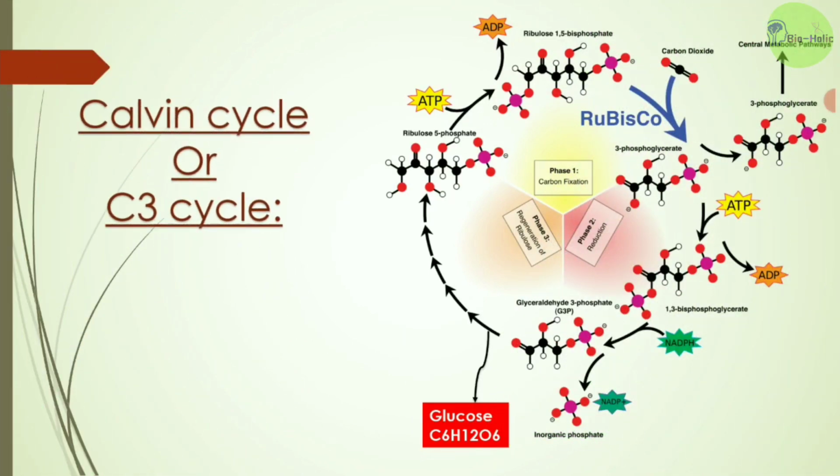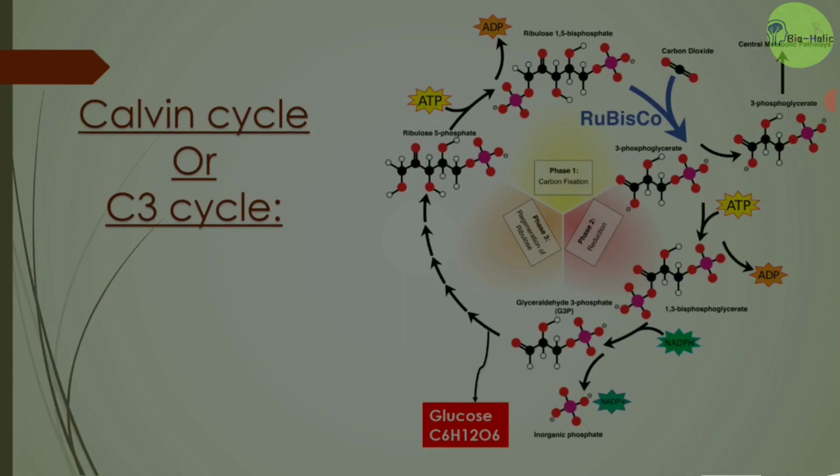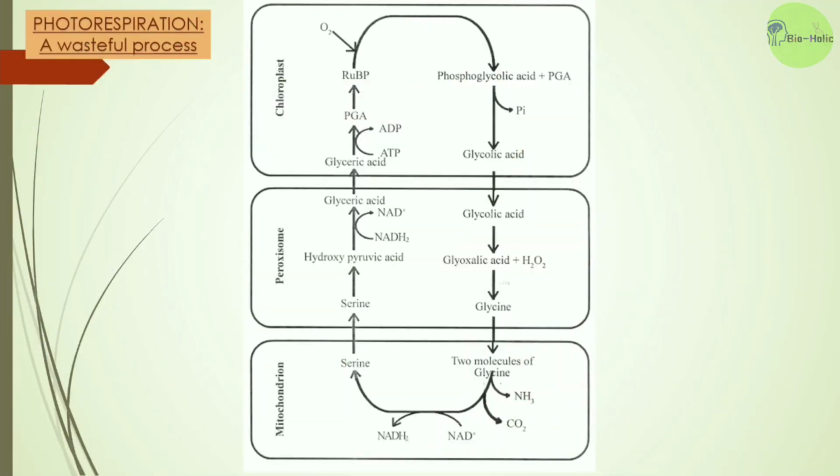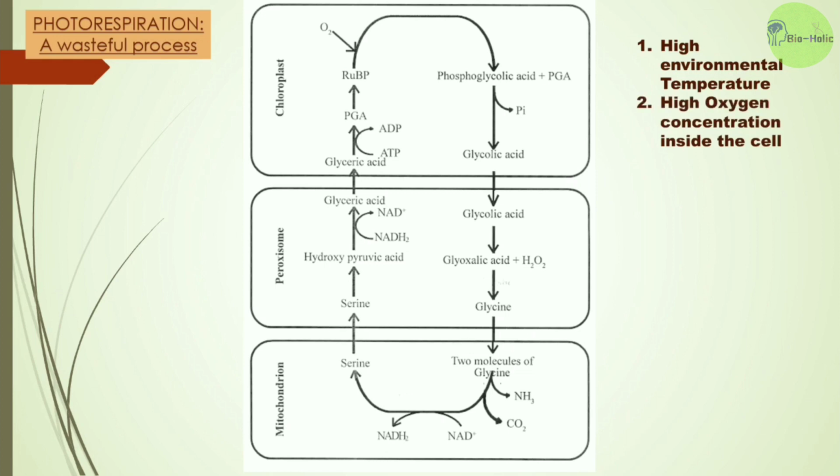Previously, we have learned about the Calvin cycle or C3 cycle, where we have seen that Rubisco is fixing the carbon dioxide and ultimately glucose is produced. Last Friday, we also learned about photorespiration, which occurs in high environmental temperature and high oxygen concentration inside the cell. In this process, RuBP combines with oxygen and not with carbon dioxide. And here phosphoglycolic acid and phosphoglyceric acid both are formed as the first stable product.